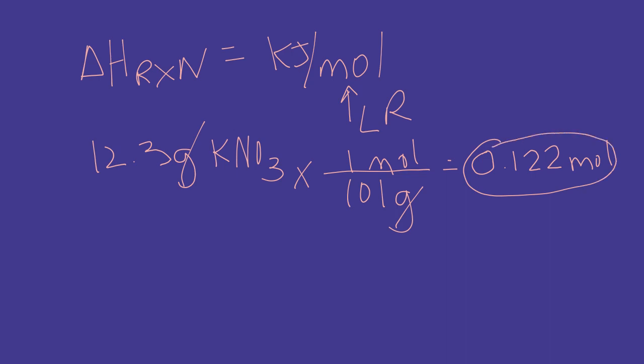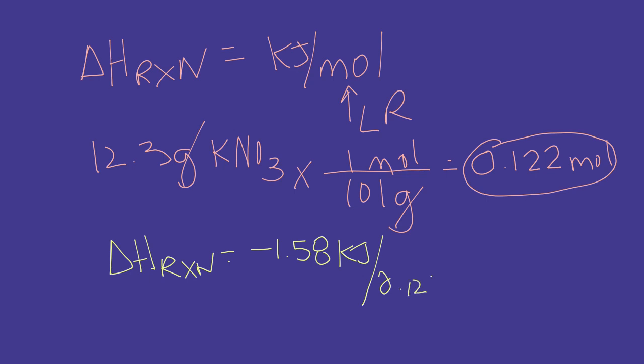How do I turn this into an intrinsic property? In any case, I would take the two values and divide it. So delta H for the reaction, that's why we did all of this hard work, is negative 1.58 kilojoules per 0.122 moles. And so we just divide. So 1.58 divided by 0.122, and we end up getting that this is negative. Well, with rounding, it's going to be 13.0 kilojoules per mole.